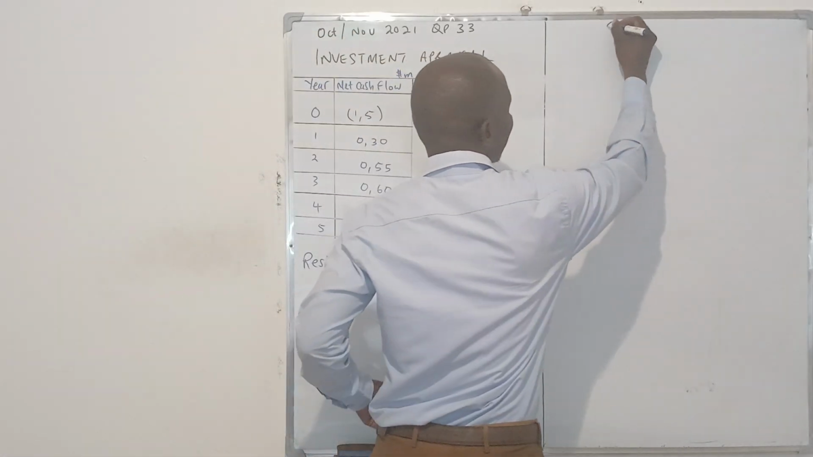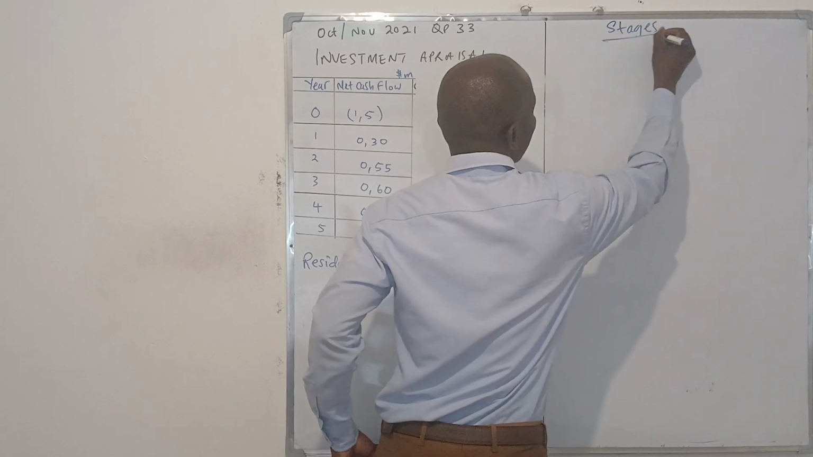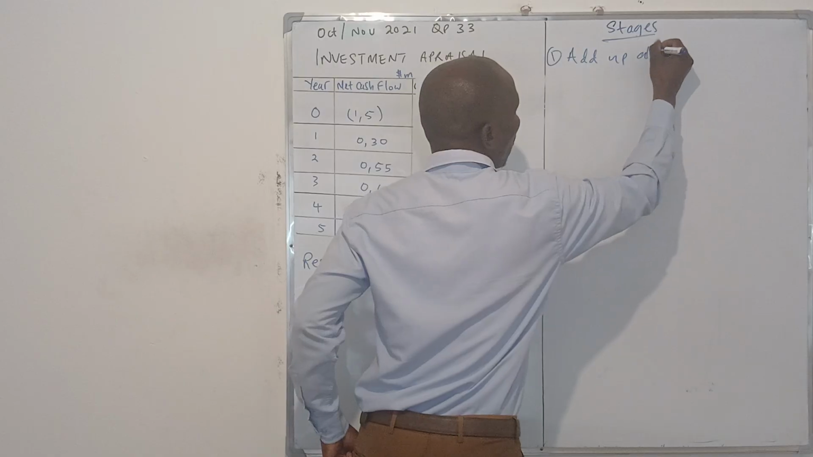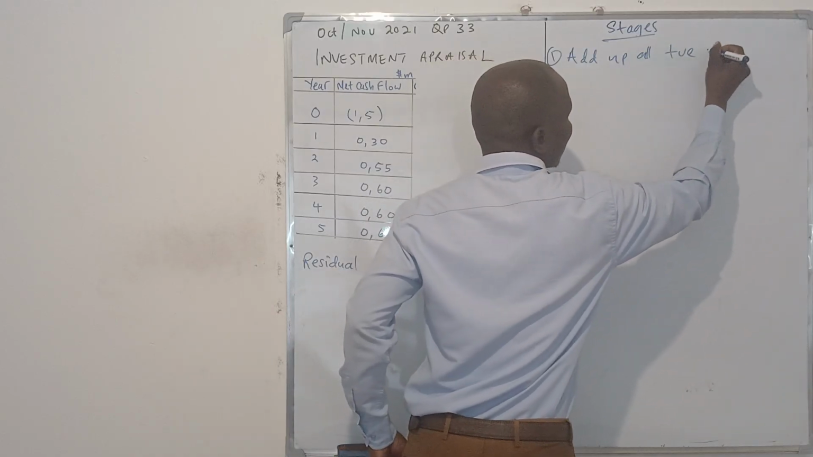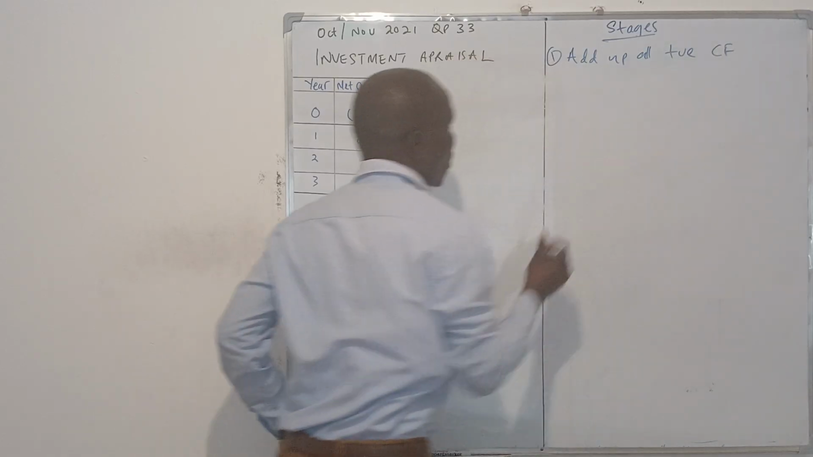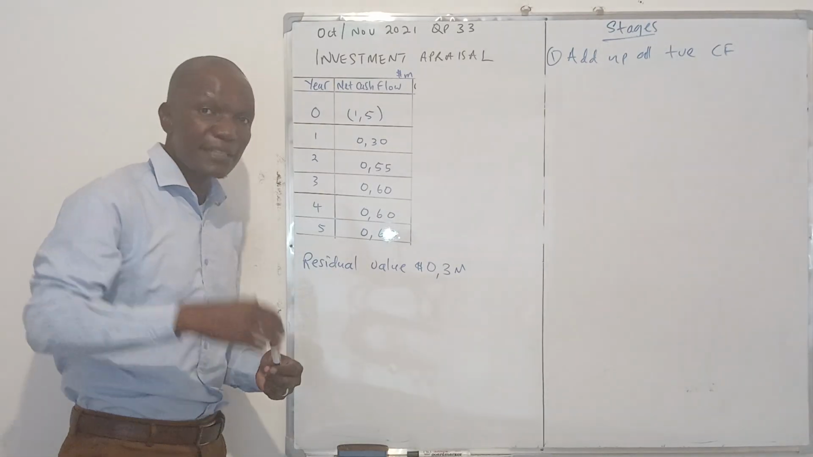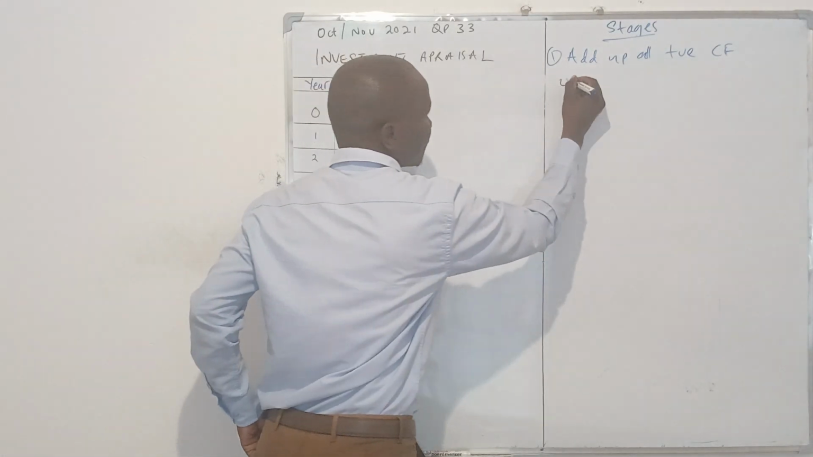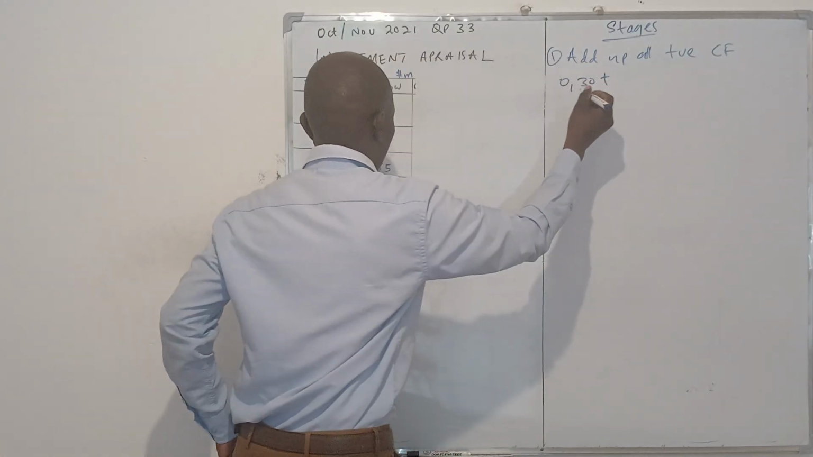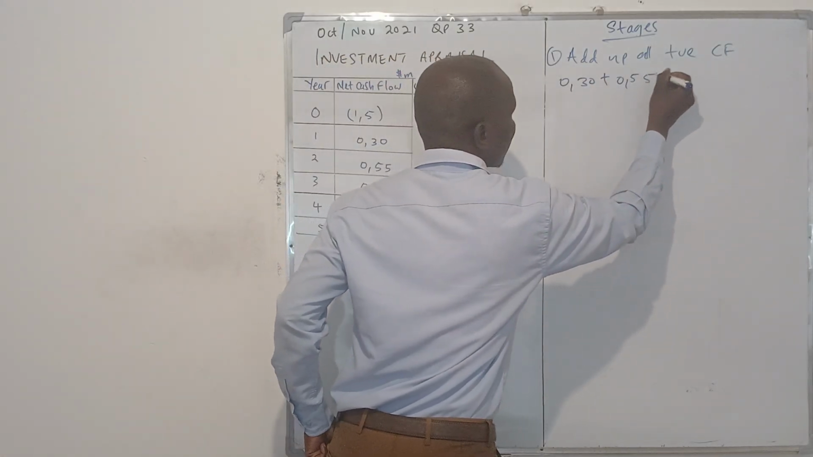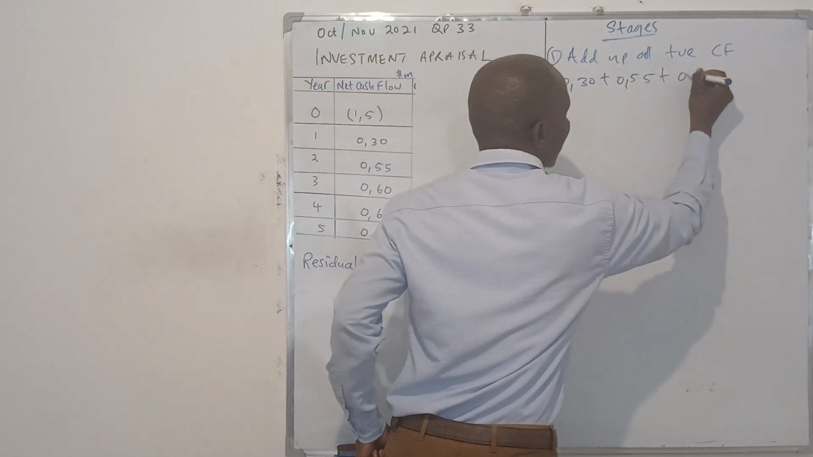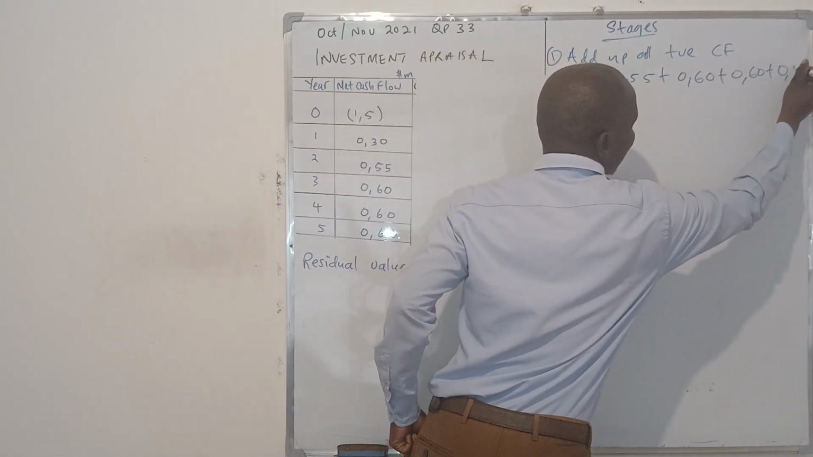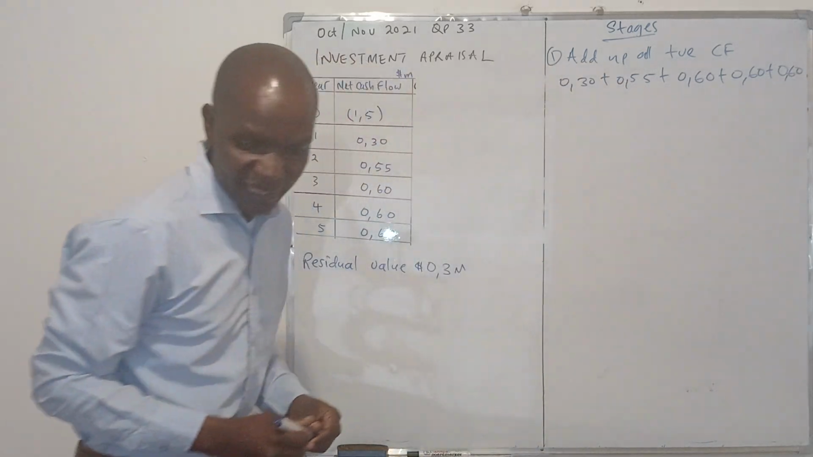The first stage is that you need to add up all positive cash flows. All positive cash flows have to be added first. That's the first stage. So we're going to add up 0.30 plus 0.55 plus 0.60 plus 0.60 plus 0.60. That's the first thing that we do.